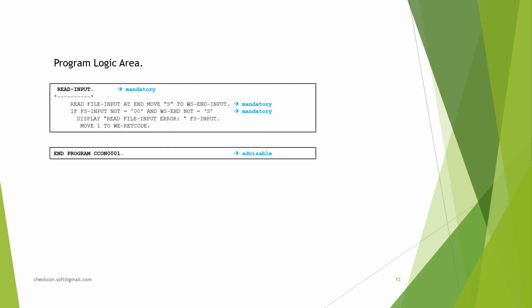If FS input not equals 2000, foot, mandatory. Program logic area. Read input. Mandatory. Read file input at end move S to WSEND input. Mandatory. If FS input not equals 2000 foot and WS end not equals S, mandatory. End program CCON 0001. Advisable.